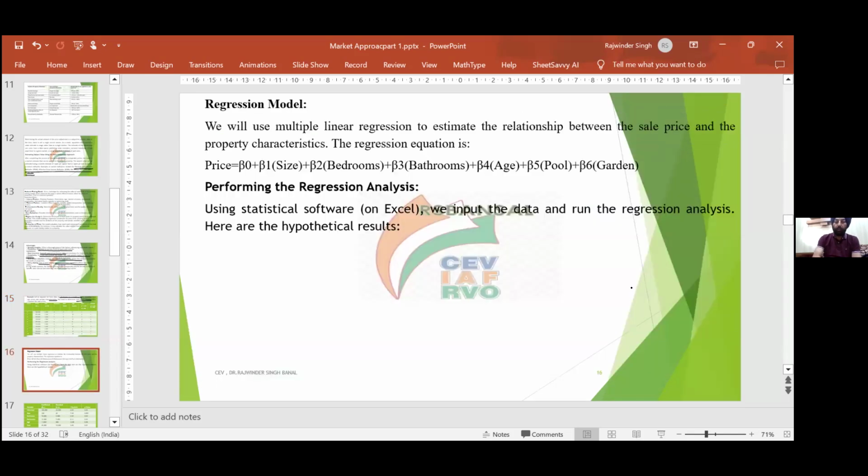Then you will construct a regression model. We will use multiple linear regression to estimate the relationship between the sale price and the property characteristics. The regression equation is: price = beta 0 + beta 1 × size + beta 2 × bedrooms + beta 3 × bathrooms + beta 4 × age + beta 5 × pool + beta 6 × garden. With the help of a statistical tool, any software or Excel, you put the data in and it will calculate the regression coefficients for you.